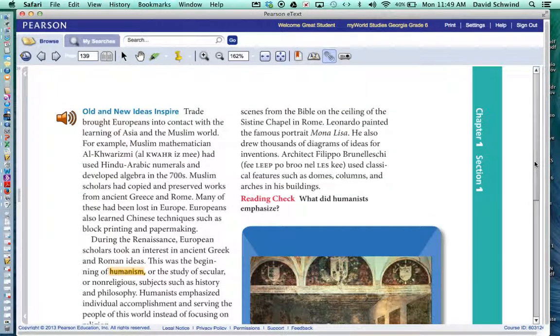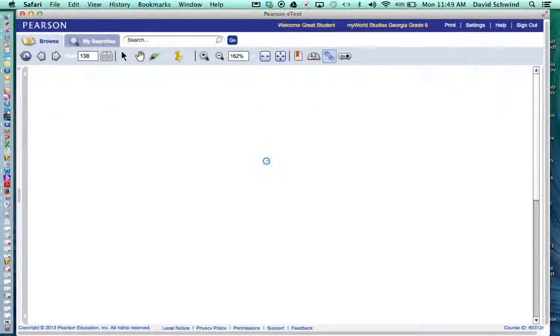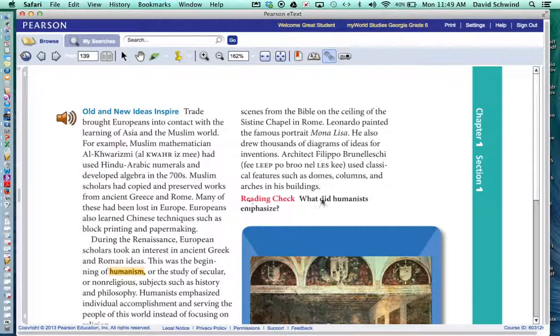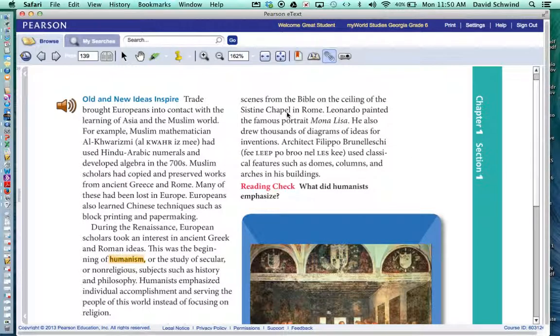You should have, at this time, written down that the Renaissance is a rebirth, a time of renewed interest in art and learning. And the next part you should have written down is, what did humanists emphasize? Humanism was a study of secular or non-religious subjects such as history and philosophy, and humanists emphasized individual accomplishment in serving the people of this world instead of focusing on religion.